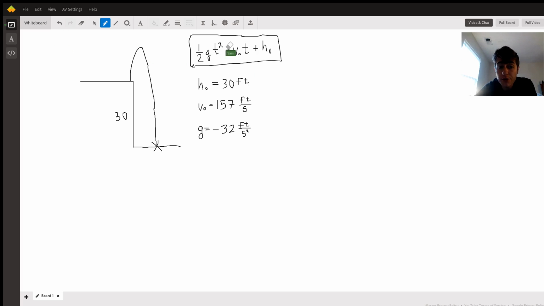Since we are on Earth, gravity pulls objects down at negative 32 feet per second squared. It's negative because they're going down, so we all agree that up is the positive direction. And we were told that our initial velocity is 157 feet per second, and the initial height is 30 feet.